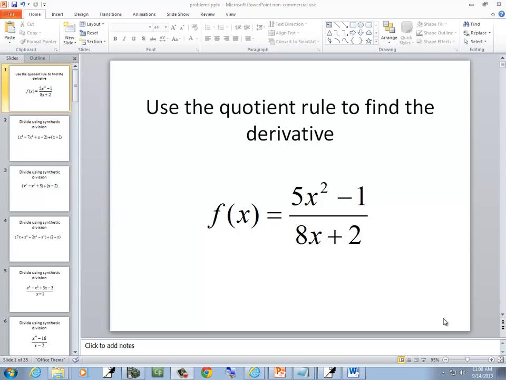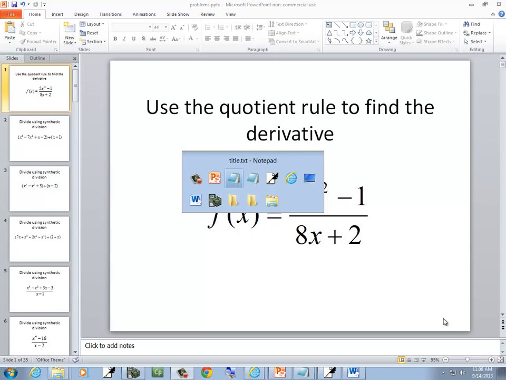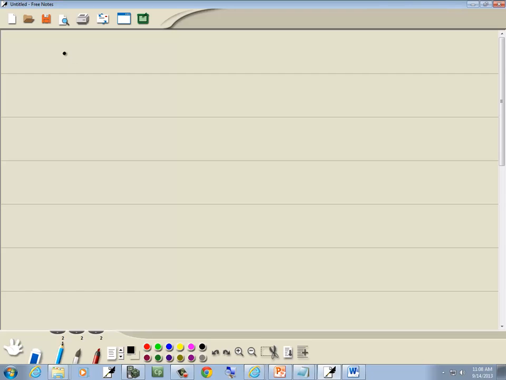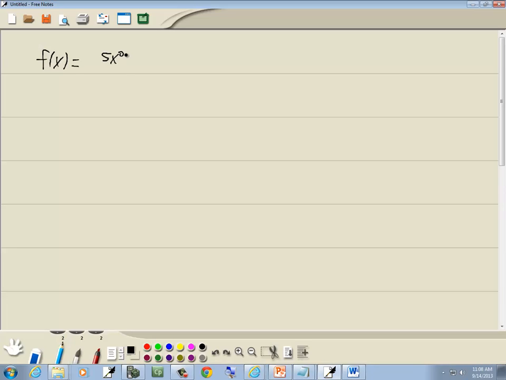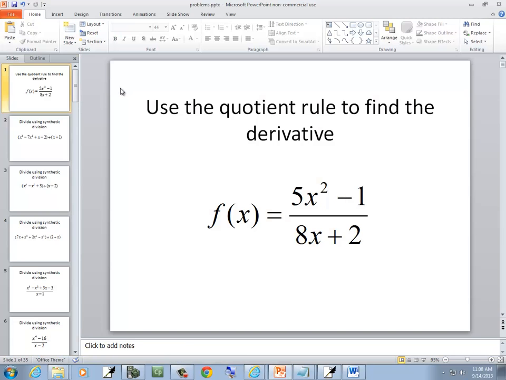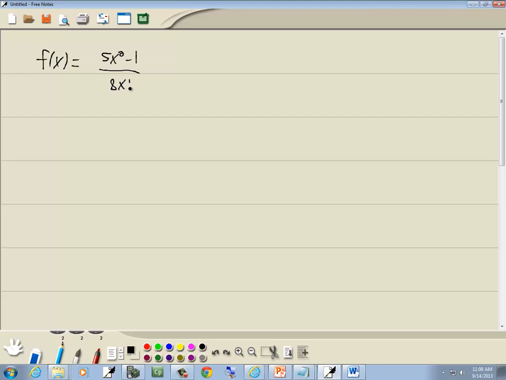In this problem, we want to use the quotient rule to find the derivative. So we've got f of x is equal to 5x squared minus 1 over 8x plus 2. Now, the quotient rule says you've got something divided by something else, which is obviously what we have here. So the top part will be p, the bottom part will be q.